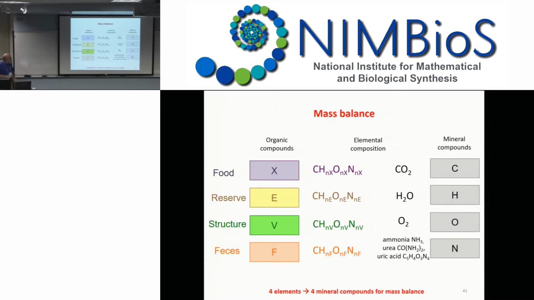And now let's write down what the formulae look like. These are each of the components. Each of them has an elemental composition. If the flows are as described by the ordinary differential equations that I've described, and we want mass balance, there are going to be mineral products that we have to assume in the model are excreted by the organism.